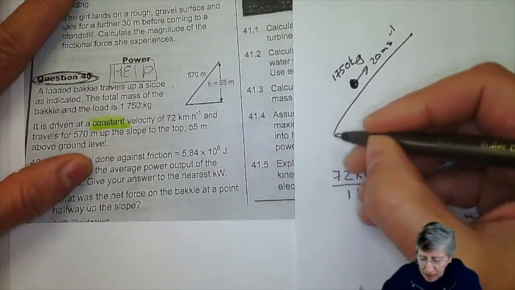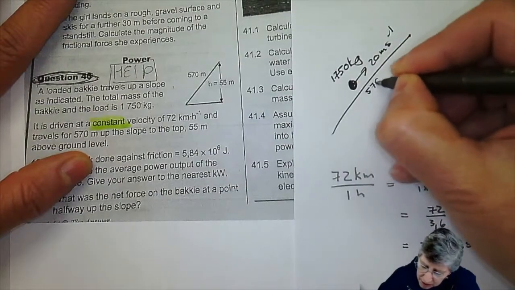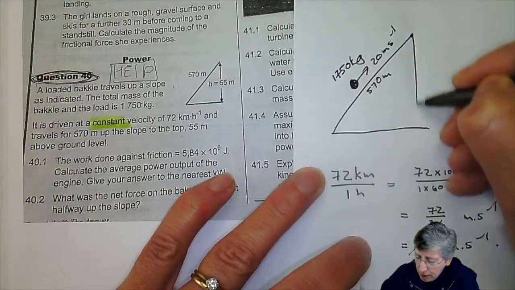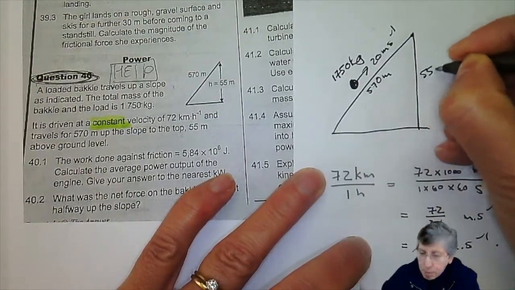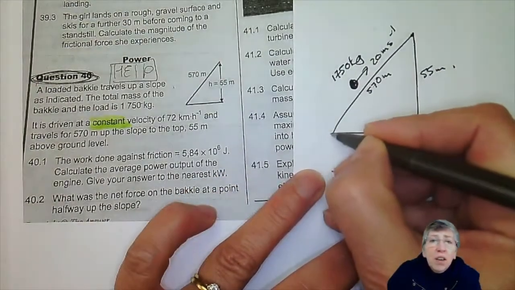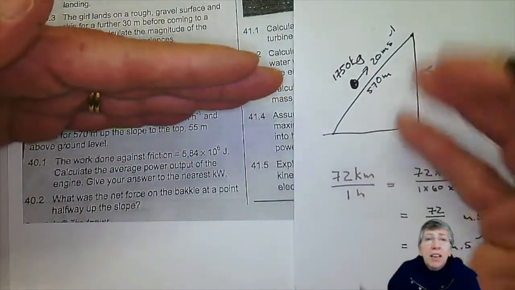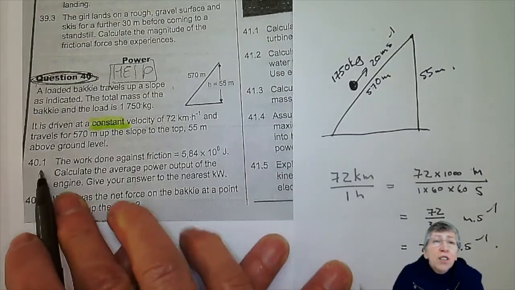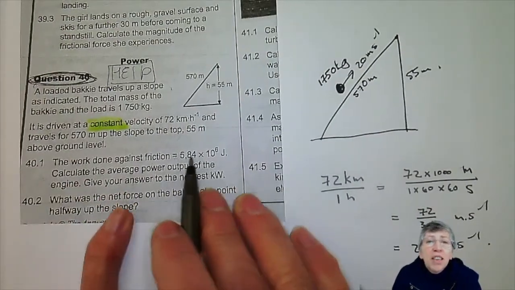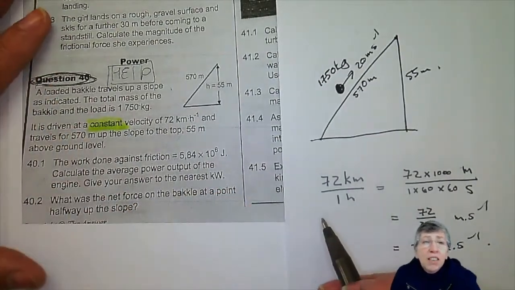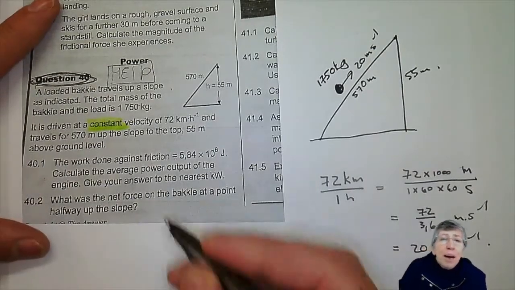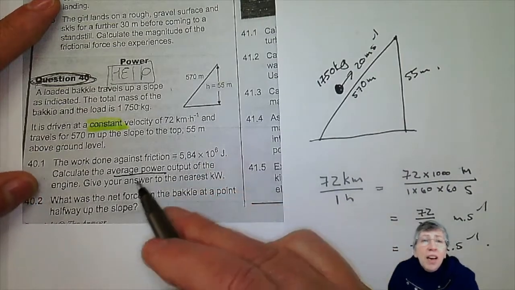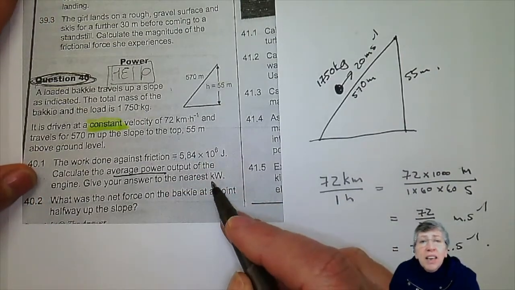They tell us it travels 570 meters, and they tell us the top of that slope is 55 meters above the ground. Right, so I've read everything up to here and I've handled it. Right, moving on. The work done, now this is the first question. The work done against friction is 5,84 times 10 to the 6. Calculate the average power output of the engine given in kilowatt. Right, so we're looking at power.